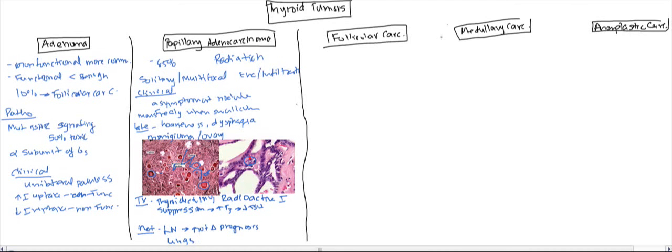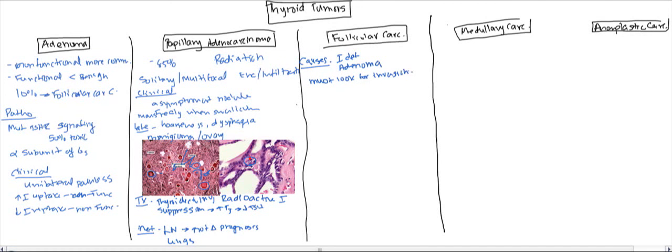Okay, next one we're going to look at is follicular carcinoma. Follicular carcinoma, as far as causes go, it's going to be related to iodine deficiency or just due to a regular adenoma. However, in order to tell, you must look for invasion to see what's going on there. Okay, morphology. It's kind of similar to papillary, where it could be encapsulated or infiltrative. And lymph node metastasis is uncommon. It usually goes to the lung or bone. So that's pretty much all there is for that.